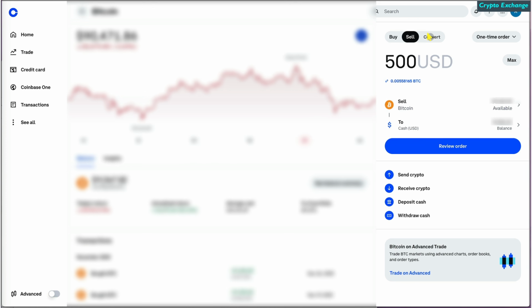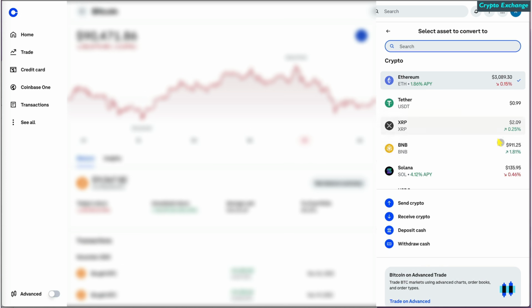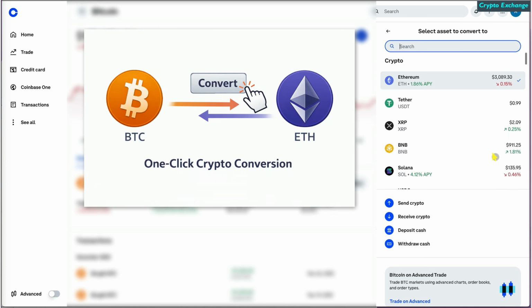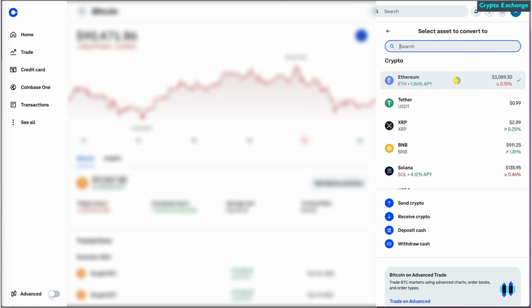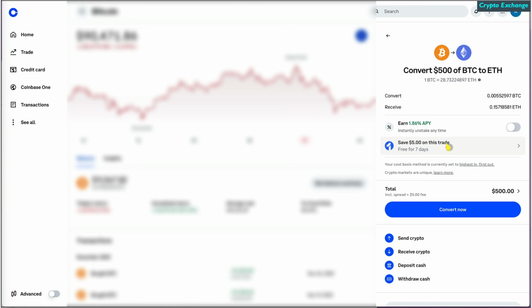If you select the convert option and choose two cryptocurrencies you want to swap, it will work similarly to selling one crypto and buying another. The difference is that conversion is a one-click swap. This option usually includes a higher spread than selling and buying manually. When you review the conversion, you will see an exchange rate such as 1 Bitcoin equal about 28.7 Ethereum.